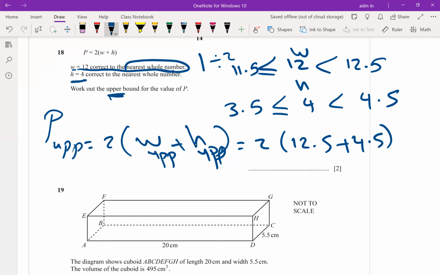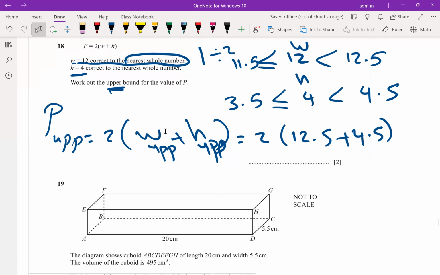Don't try to round your answer in this question. In any question related to upper and lower bounds, please don't try to round. What is the final answer? 34.